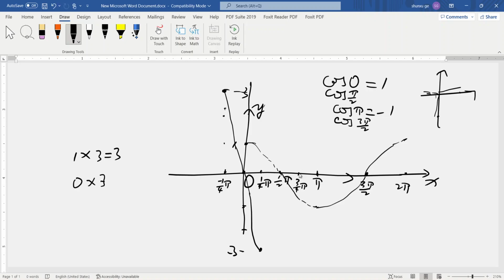And here they move to the left to 1 over 4 pi, should be here. And here should be another point. Okay, this is their graph.